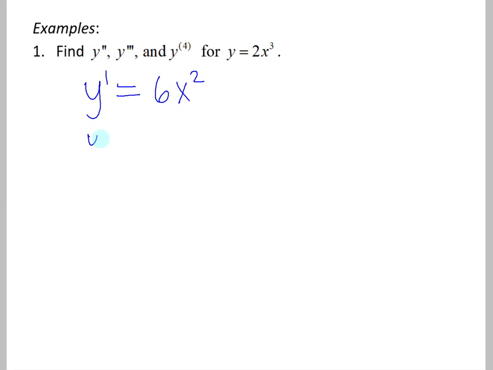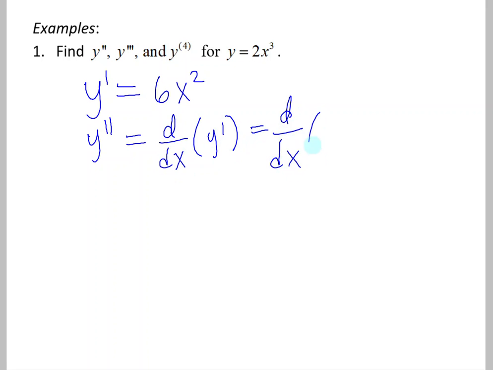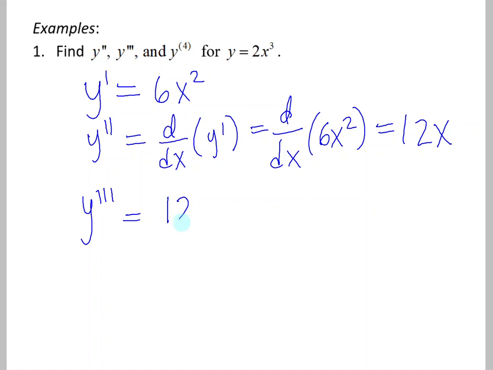We remember that y double prime means I'm doing the derivative of y prime. So the derivative with respect to x of y prime means I'm doing the derivative with respect to x of 6x squared, and using the power rule, that's just 12x. Y triple prime means I'm taking the derivative of the second derivative, and the derivative of 12x is 12, and then the fourth derivative of y, because 12 is a constant, is 0.